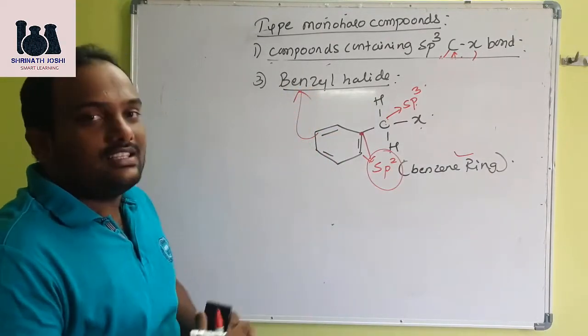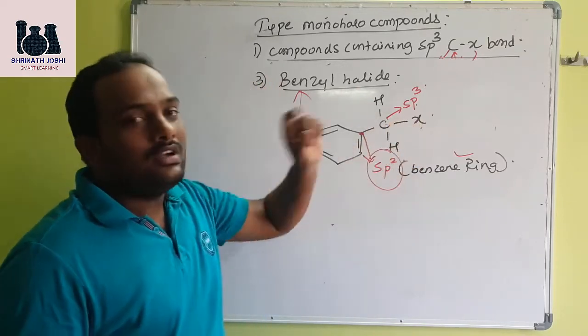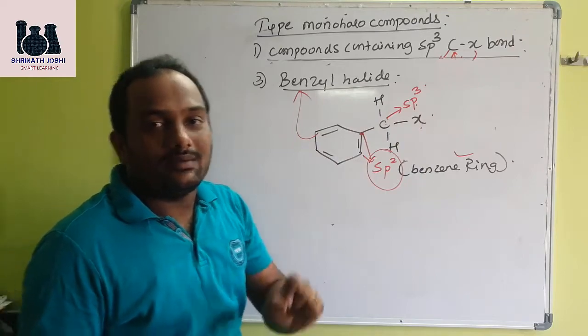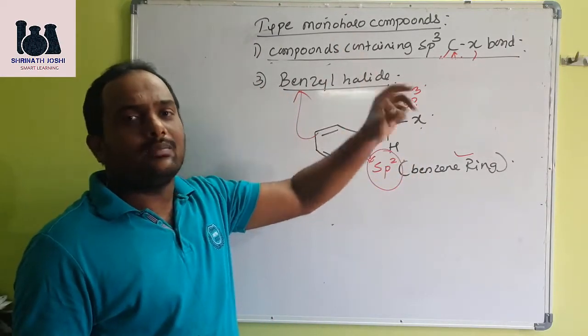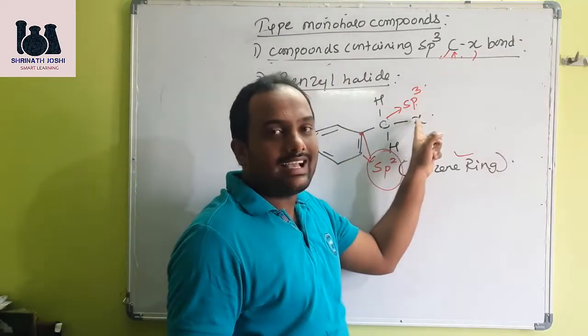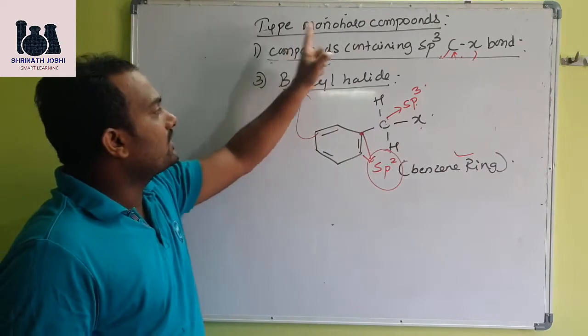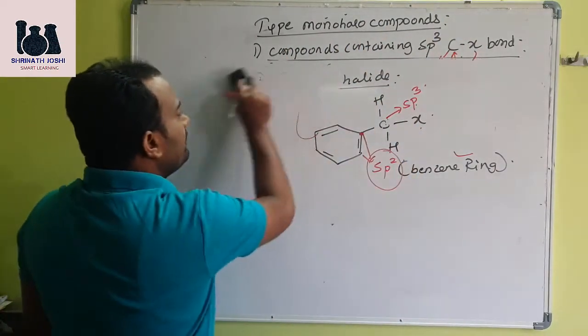But one thing is common among all the three classifications. Here the halogen is bonded to an sp3 carbon atom only. Remember, that carbon may in turn be bonded to a double bond or triple bond, we don't bother. But the carbon atom which is sp3 should contain X. Then we come across compounds containing an sp3 C-X bond. Then move on to the next classification.